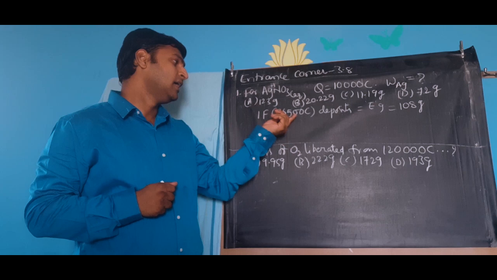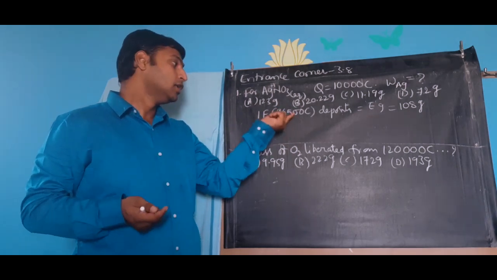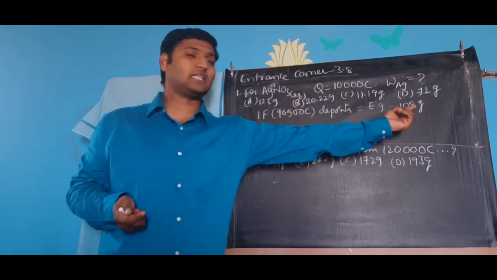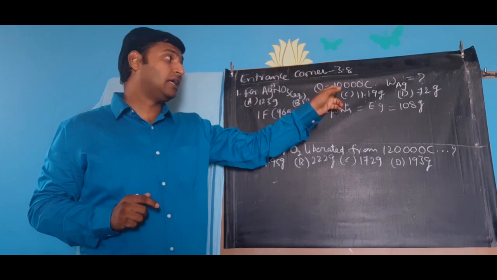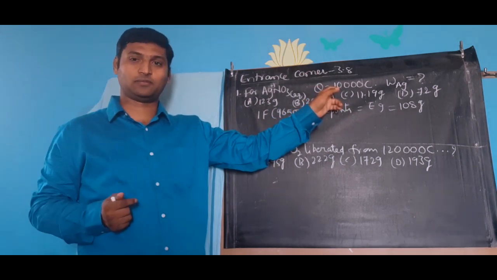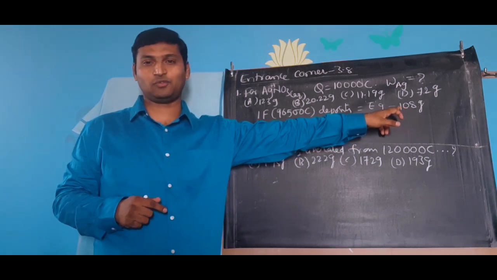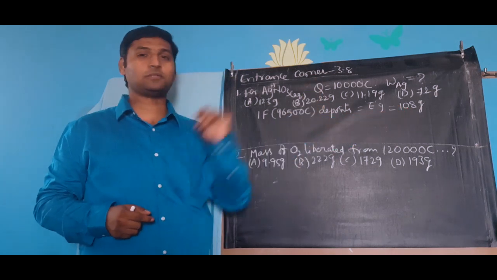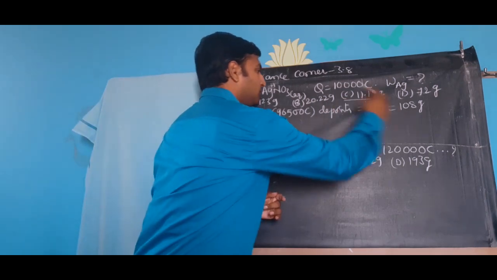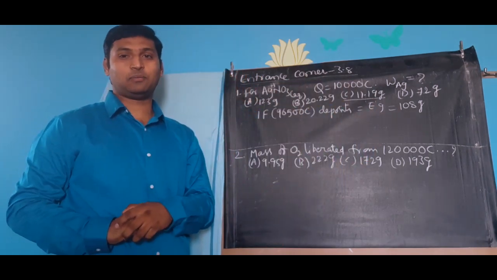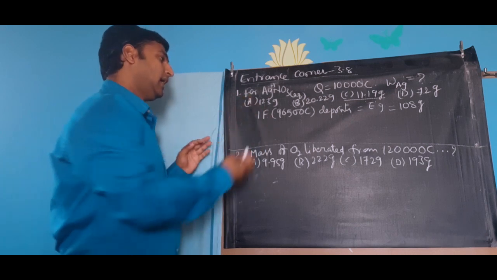Same way here. 96,500 is very close to 1 lakh, as you can understand. So 1 lakh coulombs is depositing 108 grams, approximately. Then 10,000 coulombs is 1/10 of it. So the weight deposited must be 1/10 of 108, which must be close to 10.8. Which option is closest to 10.8 here? That simple it is. So answer must be 11.19. However, if you want proper answer to be explained, here it is.